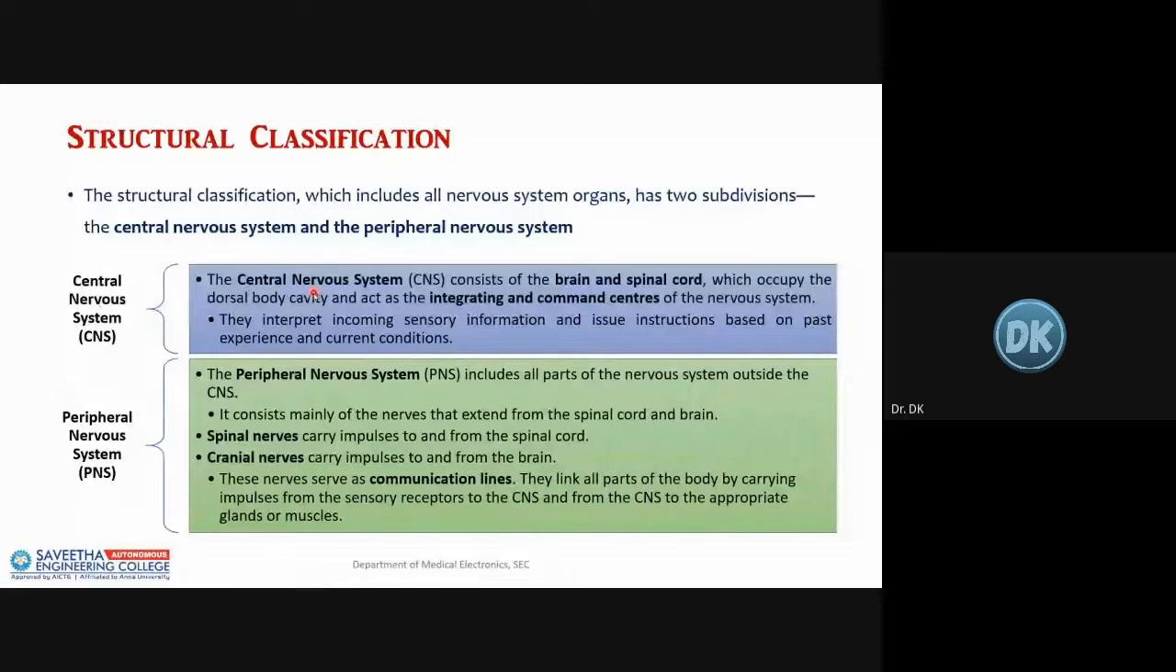In the central nervous system, you have the brain and spinal cord. Both are the command center of your body. The nerves that connect the brain and spinal cord to all the organs and systems make up your peripheral nervous system. In the peripheral nervous system you have spinal nerves and cranial nerves, which act as your communication lines. This is how you classify the nervous system structurally.